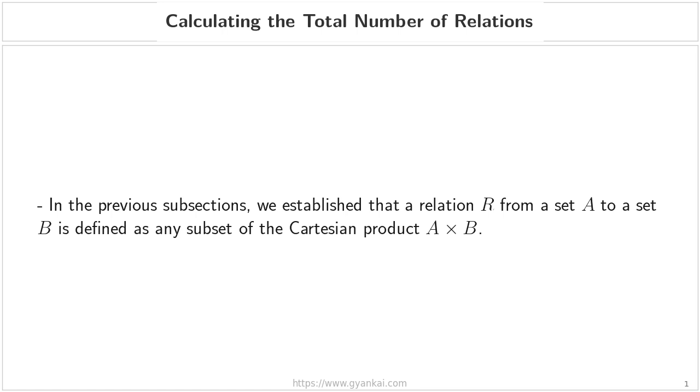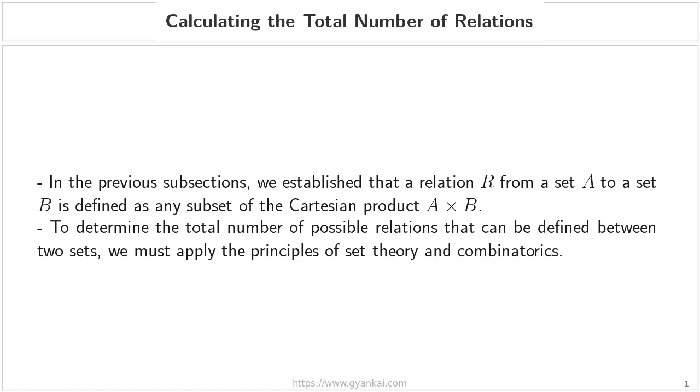Now, before we jump into the formulas, let's quickly recap what we've learned so far. In our previous lessons, we established a fundamental definition. A relation, which we denote as capital R, from a set A to a set B, is simply any subset of the Cartesian product of A and B. Written as A cross B, this means that every single relation is just a collection of ordered pairs taken from that product. Now, the big question we are tackling today is, how do we actually count them?